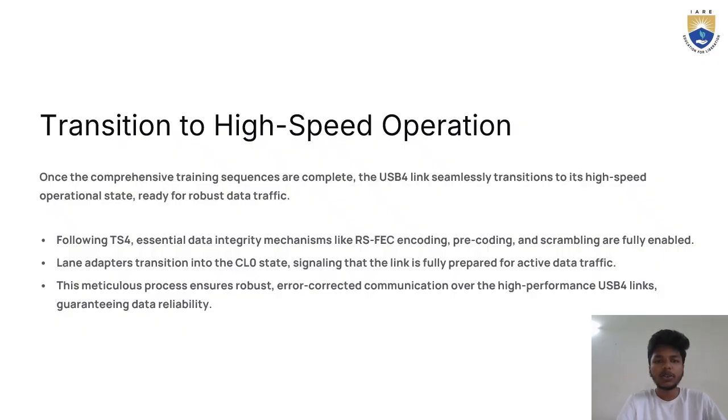Now coming to the transition to high-speed operation. Once the comprehensive training sequences are completed, the USB4 link seamlessly transitions to its high-speed operational state, ready for robust data traffic. Following TS4, essential data integrity mechanisms like RS-FEC encoding, precoding, and scrambling are fully enabled. Lane adapters transition into the CL state, signaling that the link is fully prepared for active data traffic. This meticulous process ensures robust, error-corrected communication over high-performance USB4 links, guaranteeing data reliability.